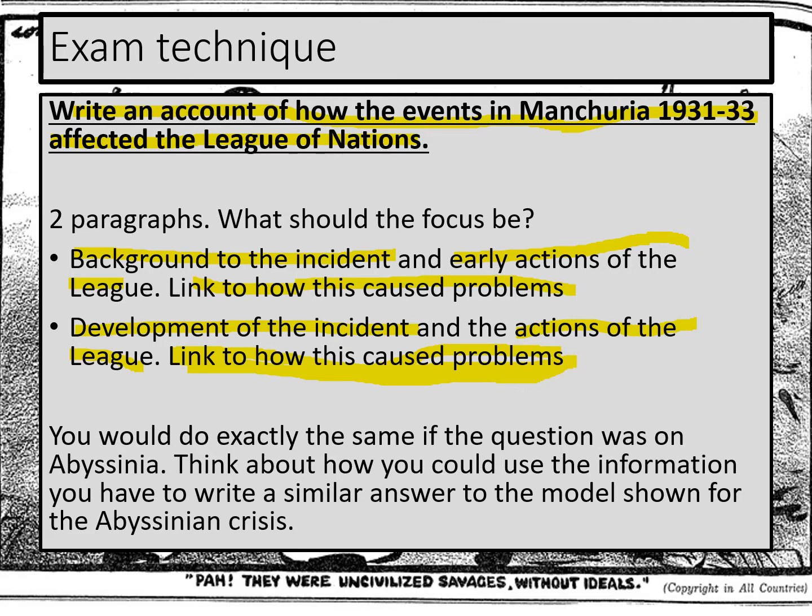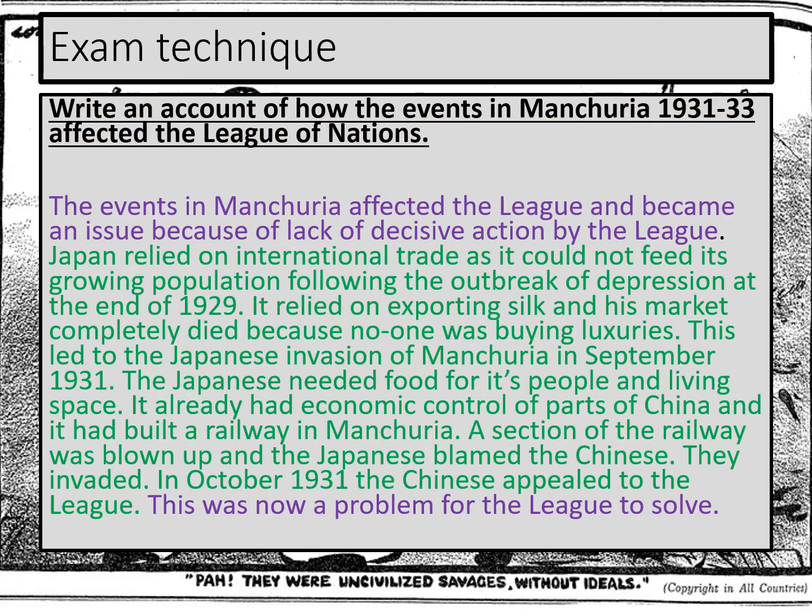You do exactly the same if the question was on Abyssinia. So you could have a question asking about how the events in Abyssinia 1935 to 36 affected the League of Nations. Think about how you could use the information to write a similar answer to the model that I'm about to take you through for the Abyssinian crisis. So again, we haven't revised these events. Don't worry about that. I just want you to see the technique of what I've done here.